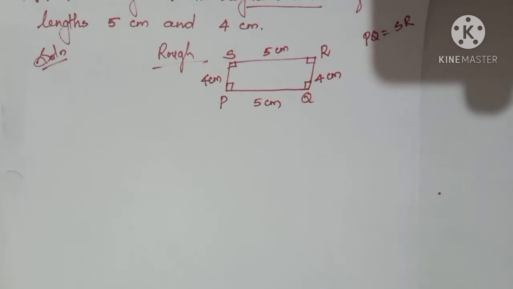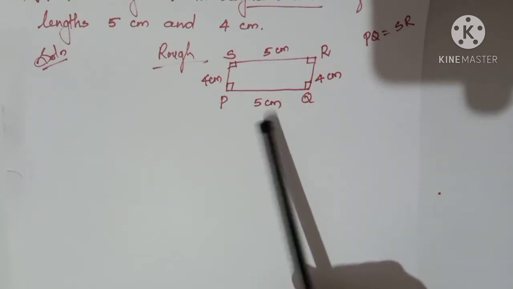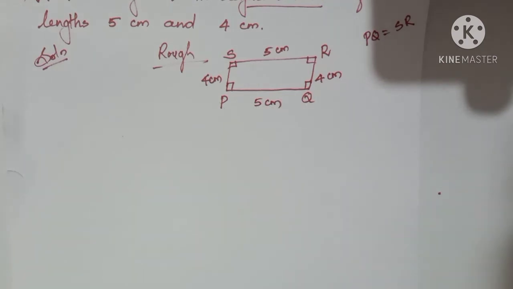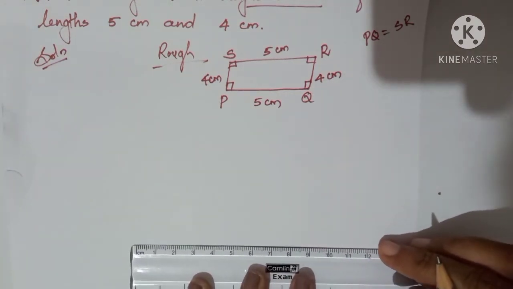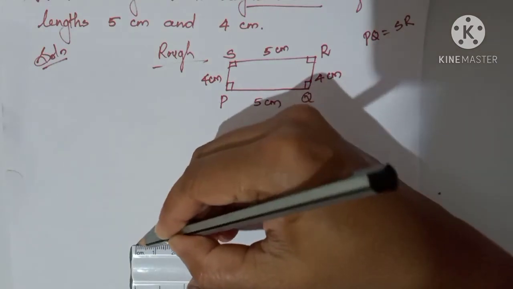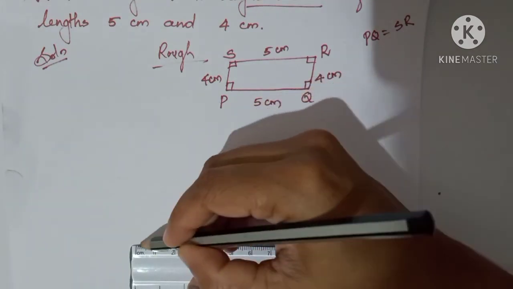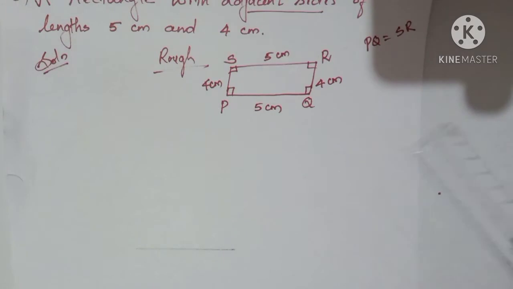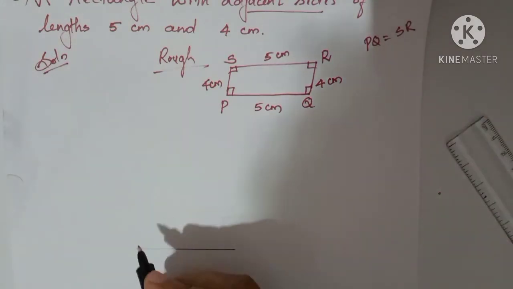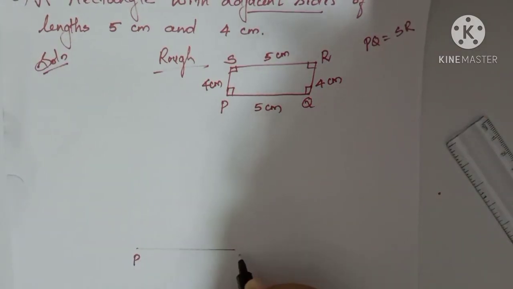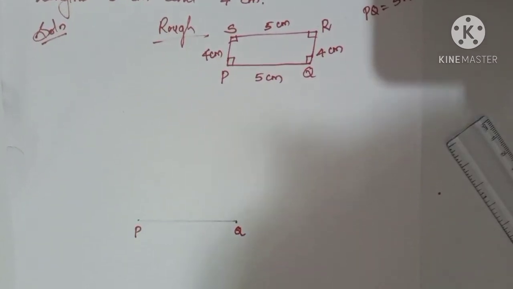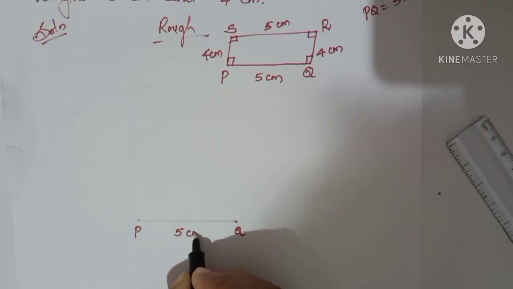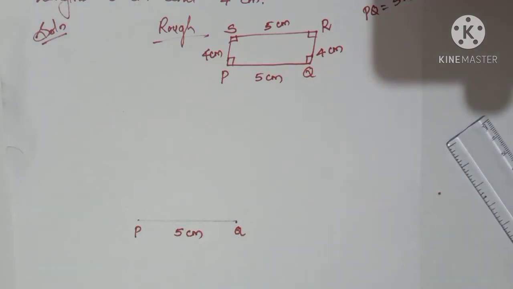First you are going to draw PQ equal to 5 cm. Take a scale and draw 5 cm. We have constructed a line segment PQ, 5 centimeters.